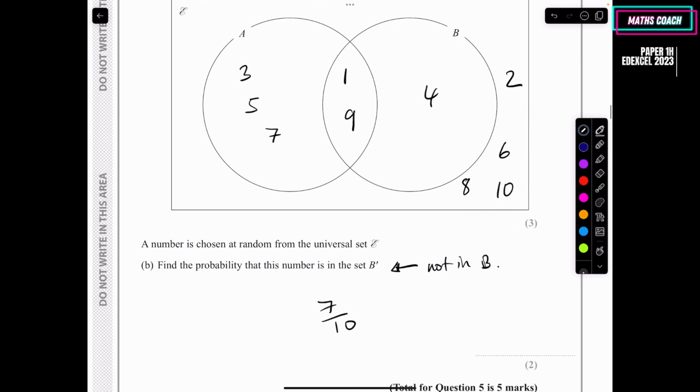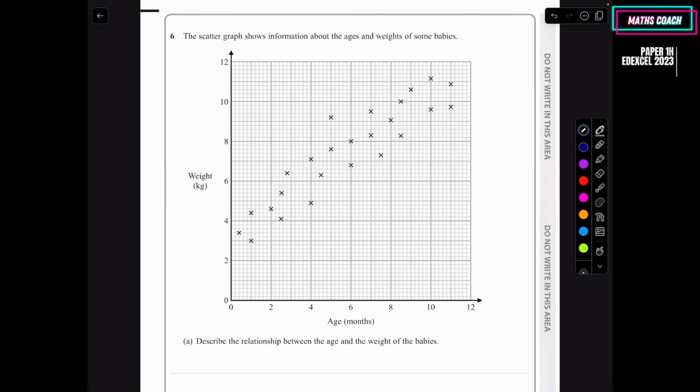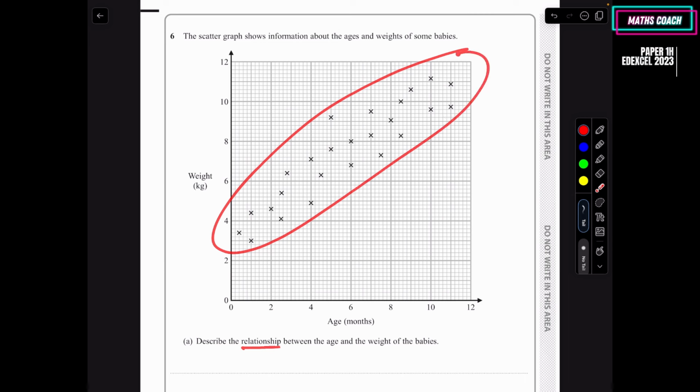There we go. Question 6, the scatter graph shows information about the ages and weights of some babies. Describe the relationship between the age and the weight of the babies. Right, so relationship, when you see that buzzword, guys, correlation. That's what it's talking about. So can you identify what kind of relationship you have here?